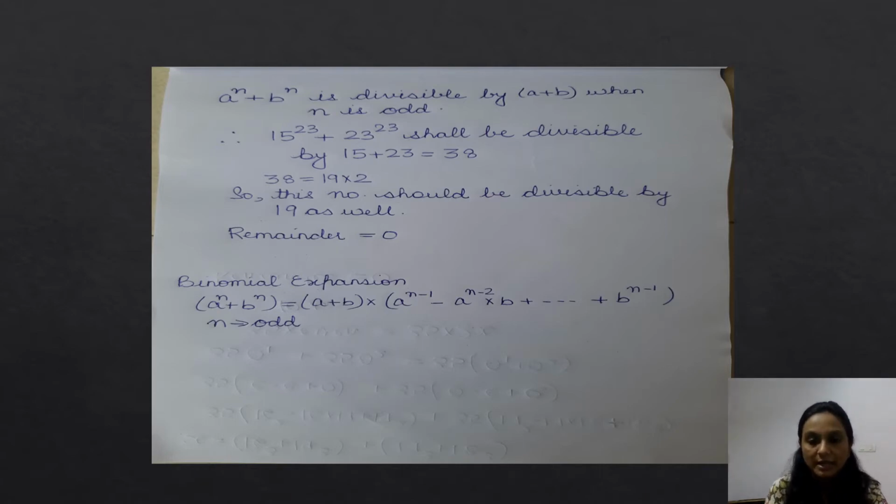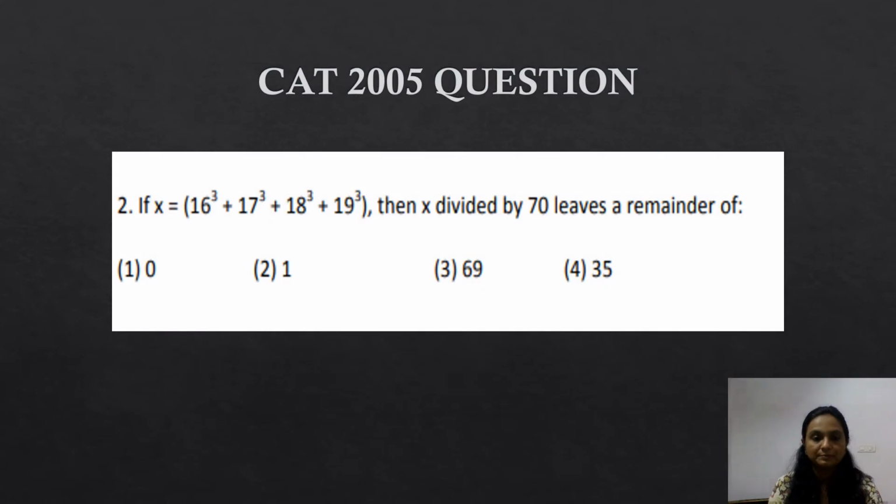Moving ahead to the next question. Question number 2 has been taken from CAT 2005. It goes like, if x is equal to 16 power 3 plus 17 power 3 plus 18 power 3 plus 19 power 3, then x divided by 70 leaves a remainder of, you have been given 4 options.